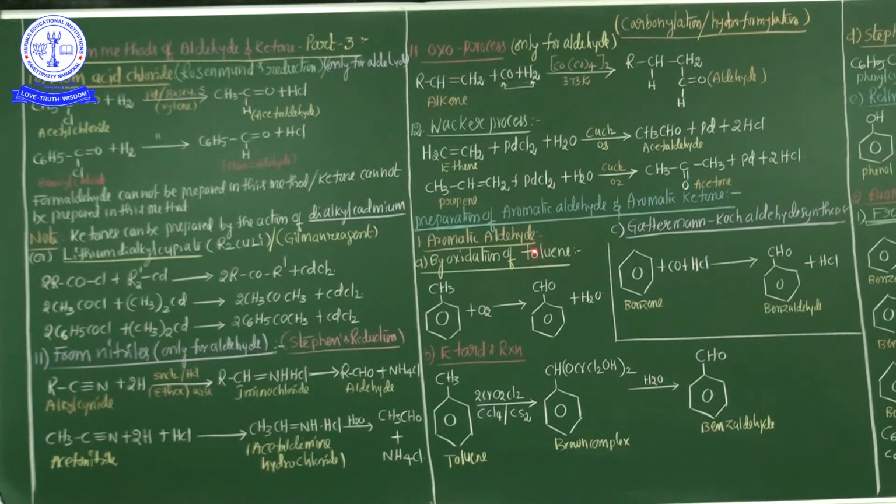Alkenes are directly oxidized to their corresponding aldehyde and ketone by treating with an acidified aqueous solution of palladium chloride and cupric chloride in the presence of oxygen and air. So now see here in this equation, Wacker's process equation: ethene, CH2=CH2, combined with PdCl2, palladium dichloride, in the presence of water, the catalyst is CuCl2 and oxygen, acetaldehyde is formed. Additionally, palladium and hydrochloric acid are also formed.